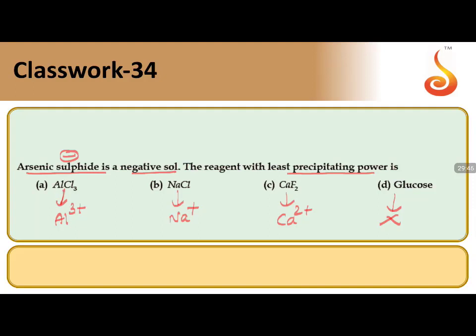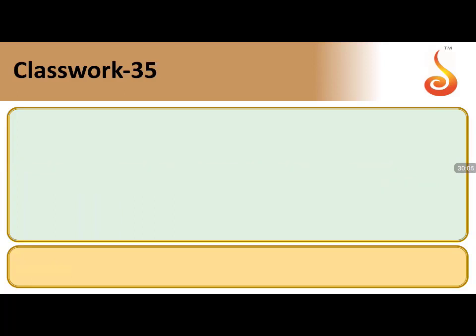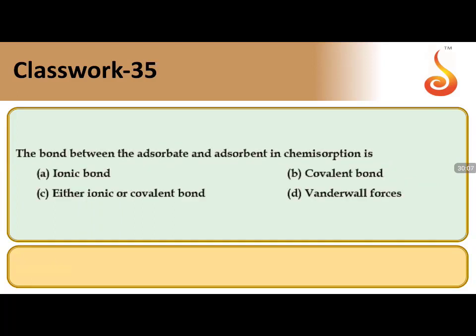So when you say the power is least, it is only for glucose. It cannot coagulate, whereas Na+ can coagulate, Ca2+ can coagulate, Al3+ can coagulate. Glucose cannot coagulate. So the option with the least power can only be glucose. Very fine. Coming to the 35th question.